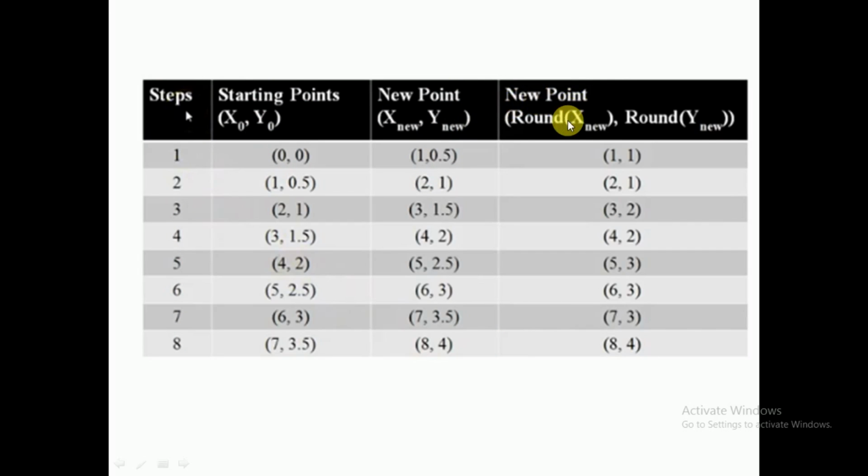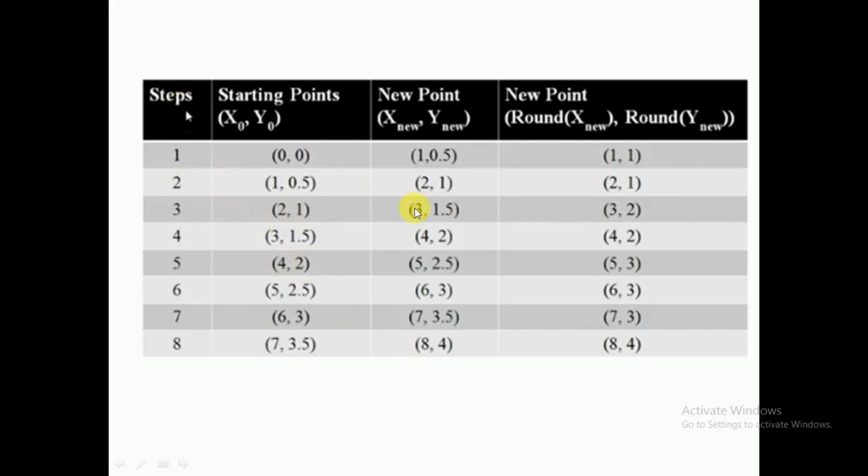Then the round off function: if you take the round off, it will print 1, 1. Then the starting point is 0, 0.5. This now becomes the starting point, and to this you will calculate the new point, 2, 1. The round off function gives integers, so both are integers and it will display 2, 1. Then this becomes the starting point to calculate the next point.